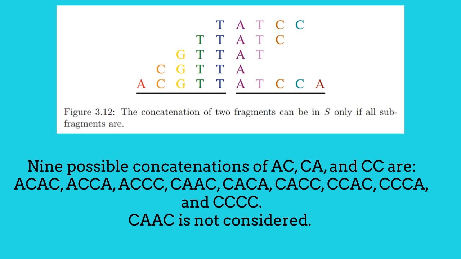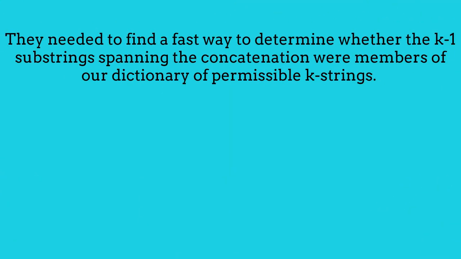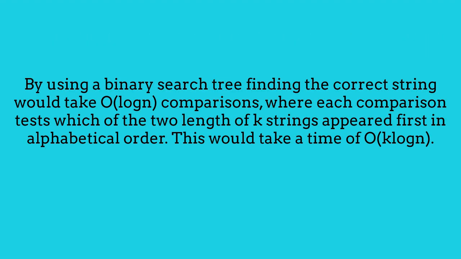As algorithmic scientists, they looked at which dictionary data structure is fastest for giving us the acceptable k-strings. They needed to find a fast way to determine whether the k-1 substrings spanning the concatenation were members of our dictionary of permissible k-strings. By using a binary search tree, finding the correct string would take O(log n) comparisons, where each comparison tests which of the two length-k strings appears first in alphabetical order. This would take a time of O(k log n).